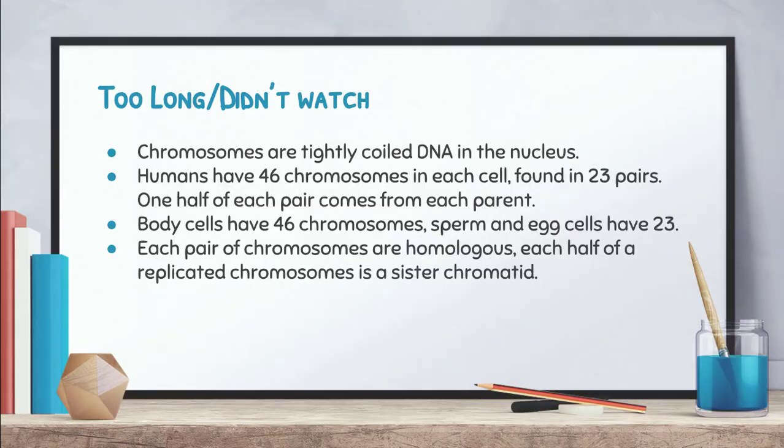So hopefully you get the basic idea of what chromosomes are and how they function inside of the human body. Chromosomes are tightly coiled DNA that are found inside of the nucleus. Humans have 46 chromosomes in each cell, found in 23 pairs. One half of each pair comes from each parent. Body cells have 46 chromosomes, and sperm and egg only have 23. Each pair of chromosomes are homologous to one another, meaning that they're similar but not identical. And each half of a replicated chromosome is a sister chromatid, which is genetically identical to the other sister chromatid.